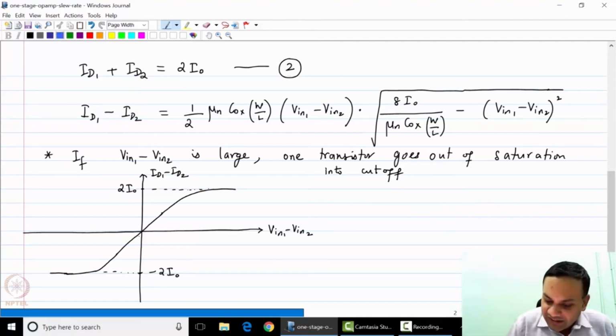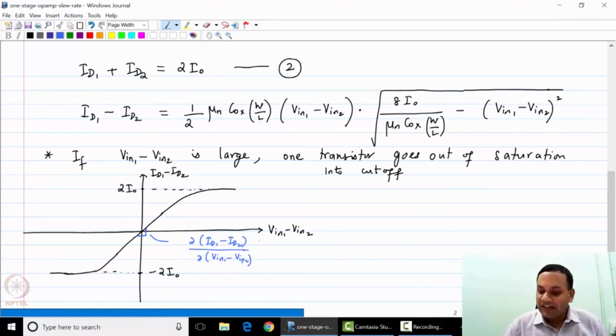Now another property of this is that the slope around the origin has to be equal to the derivative of ID1 minus ID2 over ∂(Vin1 minus Vin2), and from small signal analysis we know that this is equal to GM of the differential pair, and that is why it happens to be linear around the origin.